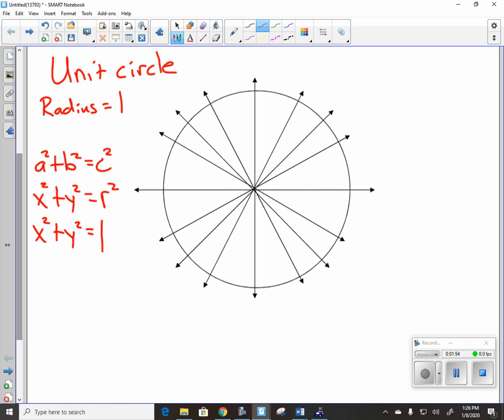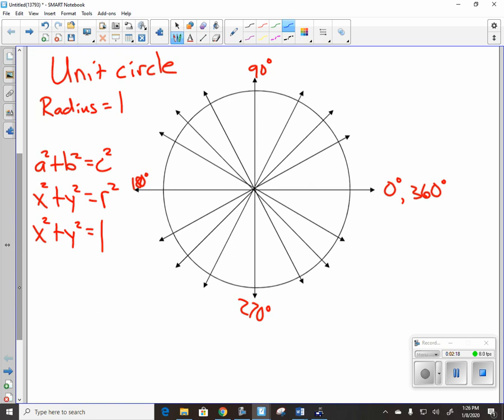And there's all sorts of things that we place on the unit circle. For example, this right here is 0 degrees. This is 90 degrees, 180 degrees, 270 degrees, 360 degrees. I'm going to put a couple other marks up here as well.